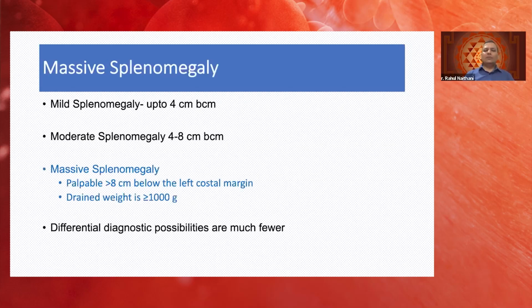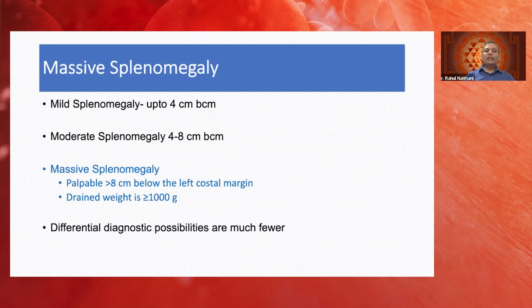Now, how do we grade splenomegaly? Clinically, we say mild splenomegaly if the spleen is up to 4 centimeters. We say moderate splenomegaly if it is 4 to 8 centimeters. Massive splenomegaly has traditionally been defined as a spleen which is palpable 8 centimeters below the left costal margin, or if its drained weight is about 1000 grams. You remember the normal weight was about 160, and a normal spleen rarely weighs more than 250 grams. So massive splenomegaly is graded when it is about 1 kilogram and above.